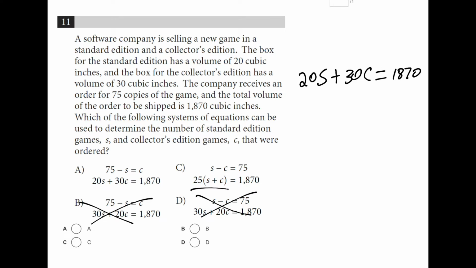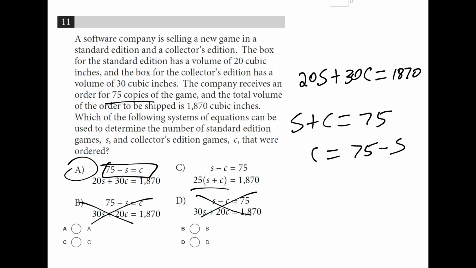But if we wanted to, we could look at the total number of copies of the game. So they tell us what? They tell us there's 75 total, which we can write as S plus C is equal to 75. And we don't exactly see that. But if we wanted to solve for C, we could say that C is equal to 75 minus S, which is what this looks like. And that's why A is the answer.